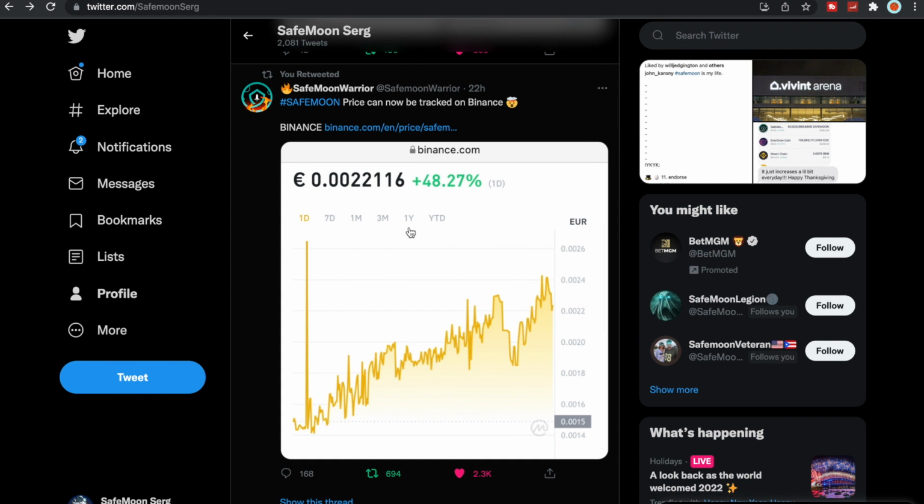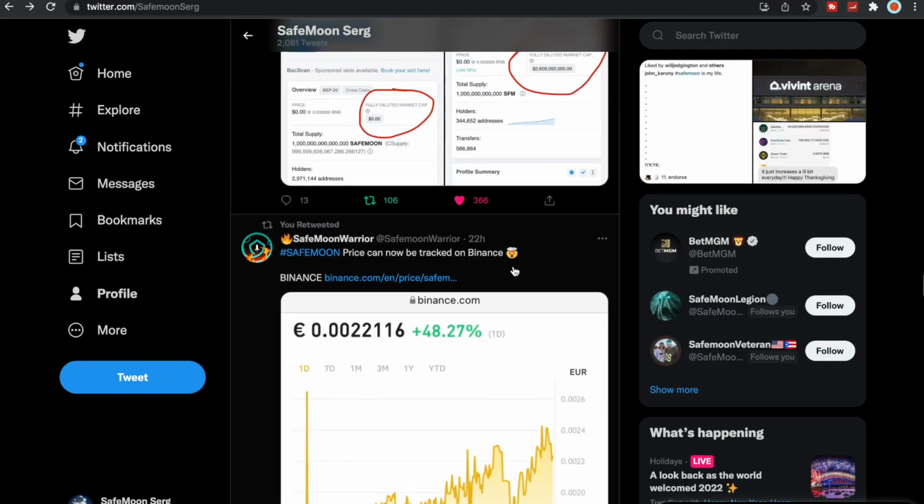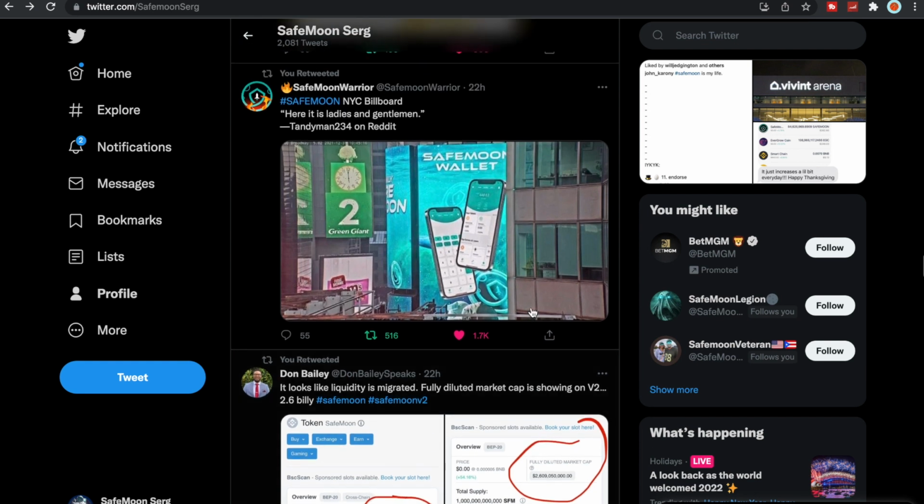If you take a look here, you can see it's binance.com. Shout out to Safemoon Warrior for posting this. And it looks like the liquidity is migrated, according to Don Bailey. The fully diluted market cap is showing on V2 at 2.6 billion. So it looks like we're fully diluted and there's no more V1. Everything has been switched over, and the liquidity has been switched over to V2.